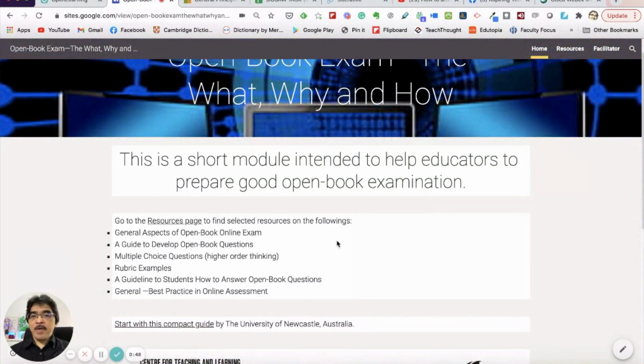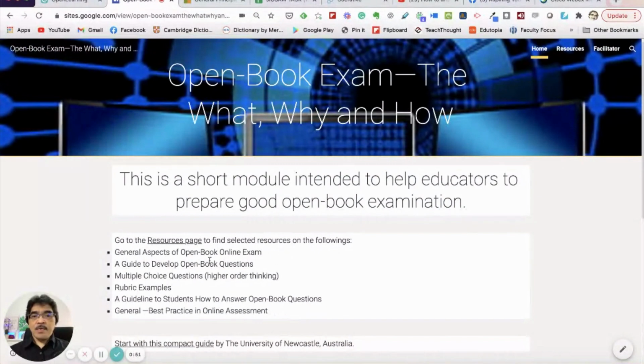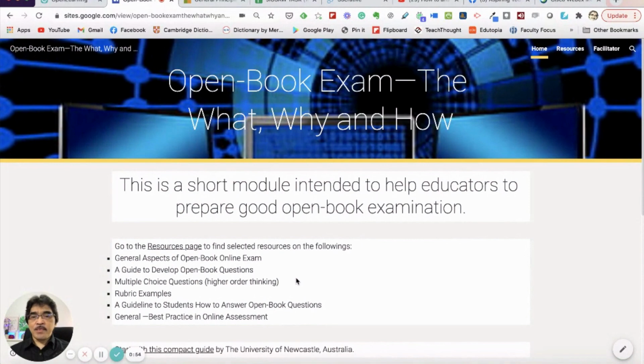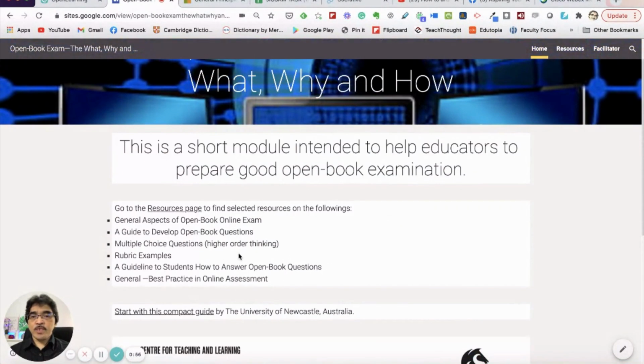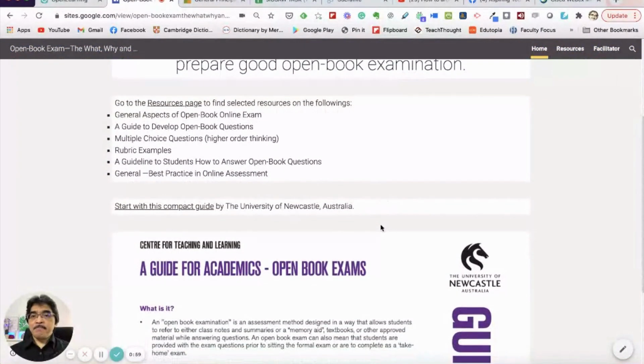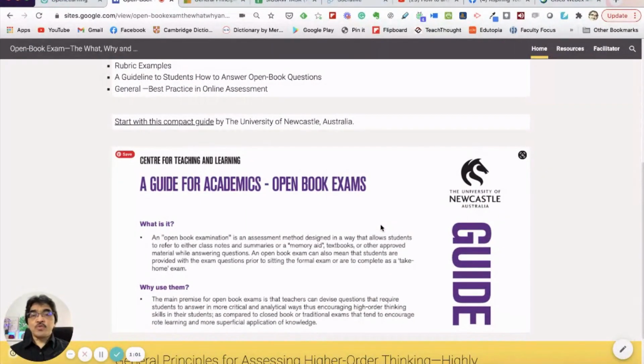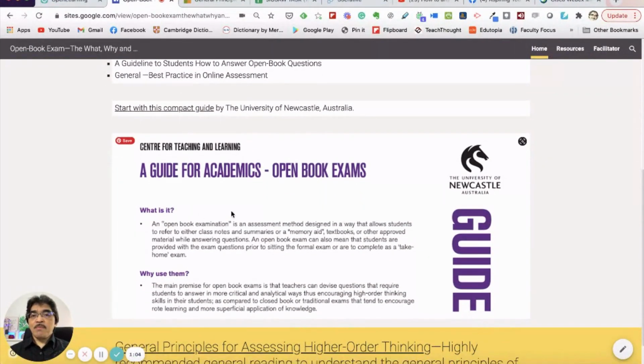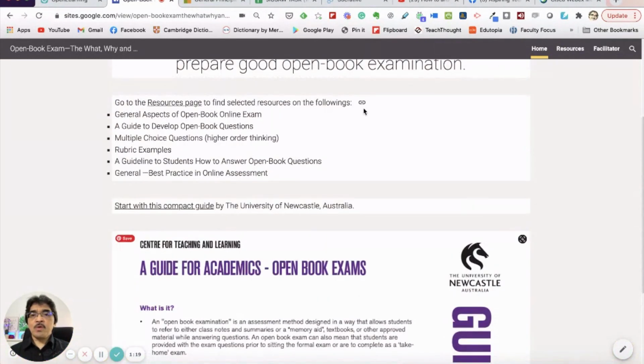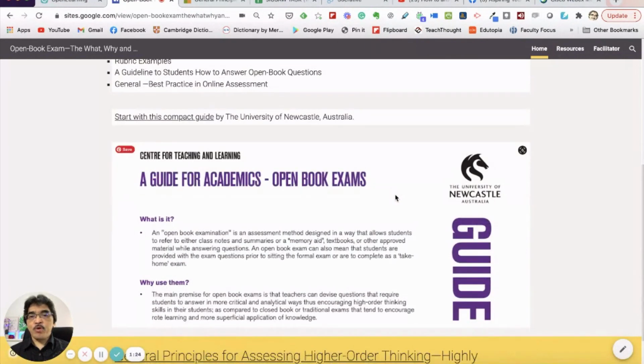There are a few aspects that I have covered in this module. I will take you through this shortly, but I would like to recommend to start with, maybe you can start this one. It's a very good, very compact and short guide, a guide for academics open book exams. This is from the University of Newcastle, Australia. So start with this one. Then after that, you can go through the more resources that I have compiled in this module.